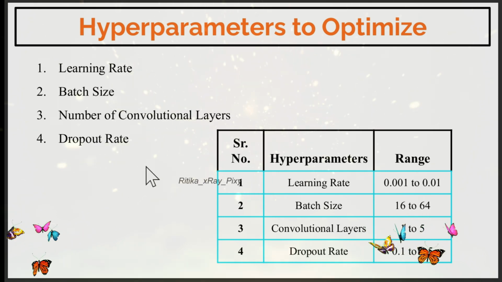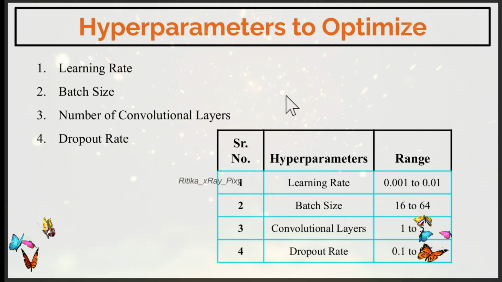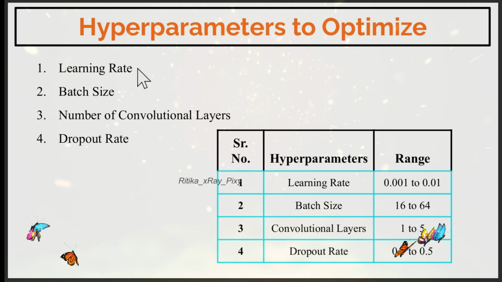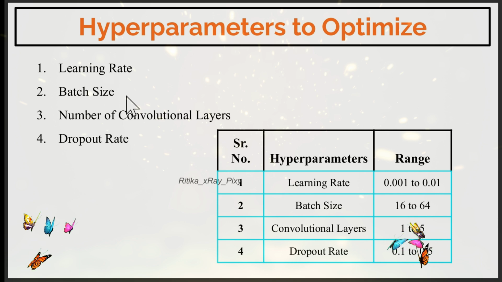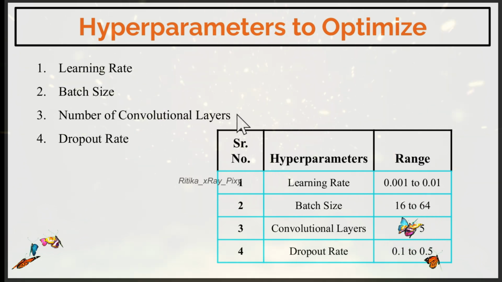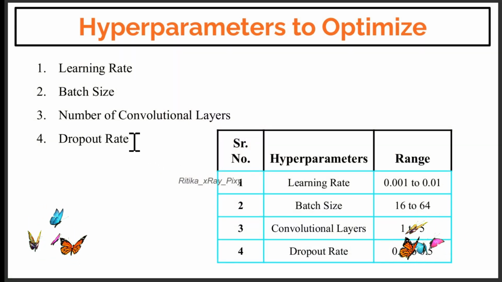Next you can see the hyperparameters that we will optimize. For example, we will use just four hyperparameters. First we have the learning rate. Second we have the batch size. Third we have the number of layers. The fourth one is the dropout rate.